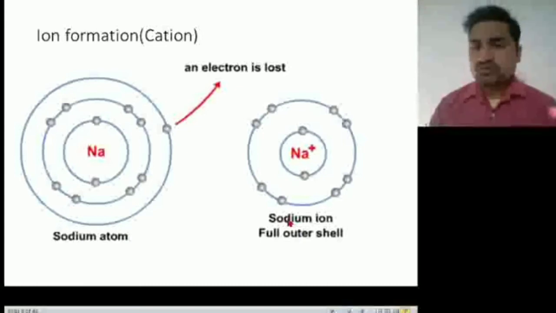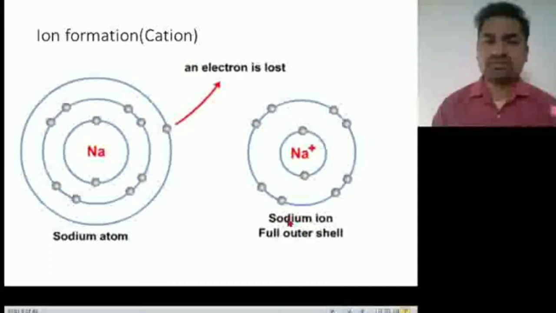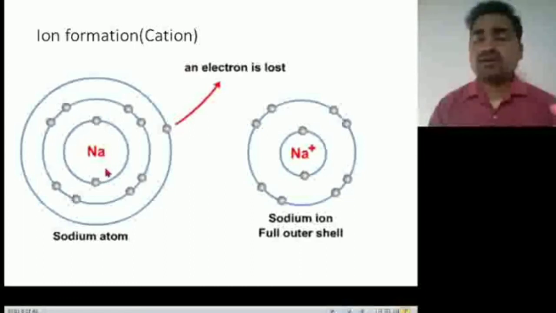So the next portion, which is very important, is ions. After making the atomic structure, you must know how the ion forms. So ions are of two types, cation or anion. Cation stands for the positive ions and anion stands for the negative ions. So here we are taking one example, sodium. Its atomic number is 11, and if you go for electronic configuration, it will be 2, 8, and 1.